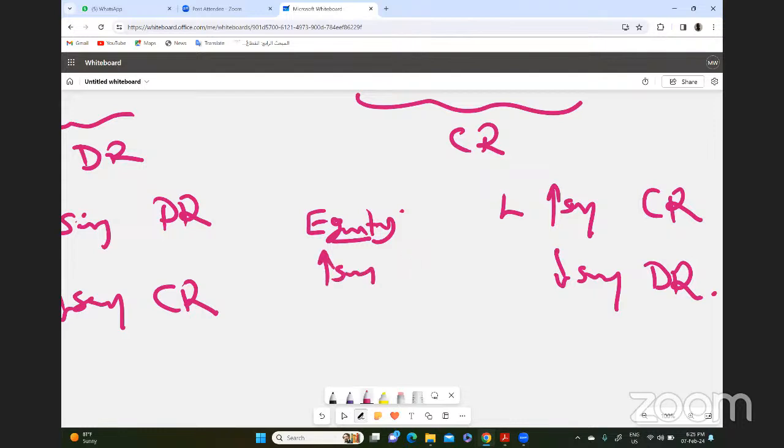So when equity is increasing, we credit. And when equity is reducing, we do what? We debit. Are we all okay up to that point?